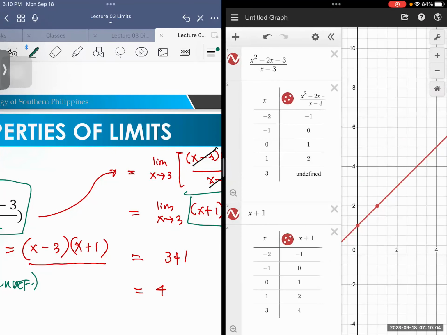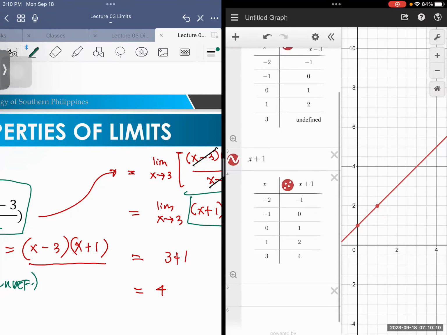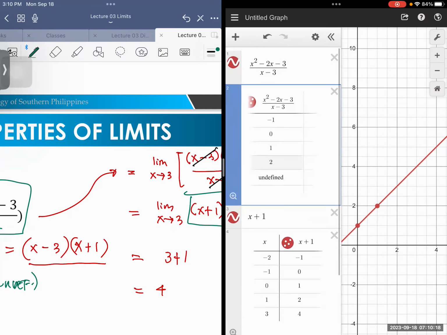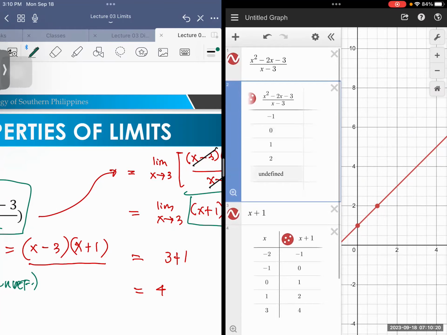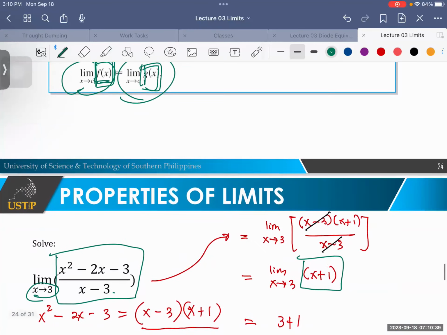Nag-overlap na siya na. So, ang difference nila, as you can see, is kaning 3 when x is equal to 3 because sa x plus 1, when x is equal to 3, iyang y or iyang f of x is 4. Okay? While the rational function wala pa na undefined palin. Okay, mo ni siya ang application na nga theorem. Okay? So, mo ni siya ang ato gi-hold or gigamit ka theorem no to justify our solution nga i-simplify na to siya before na to siya i-substitute.